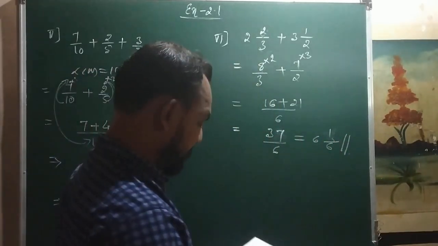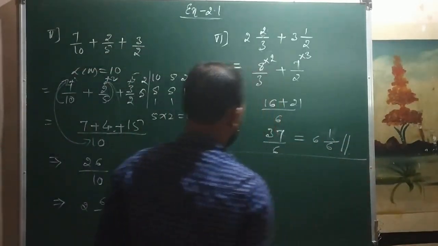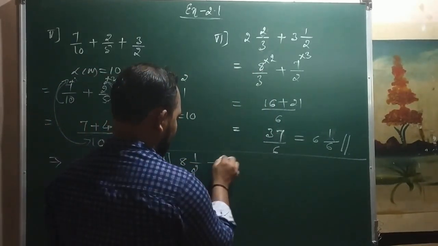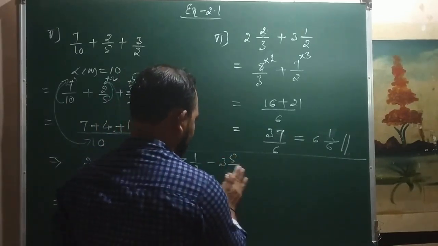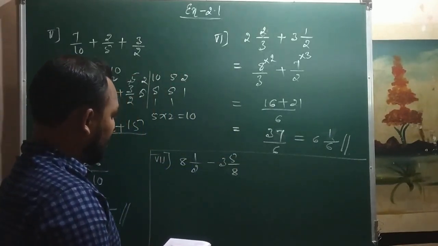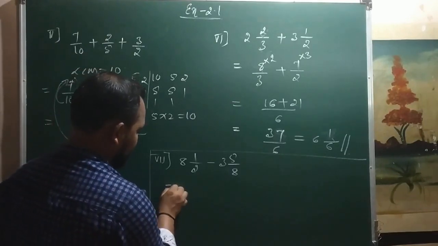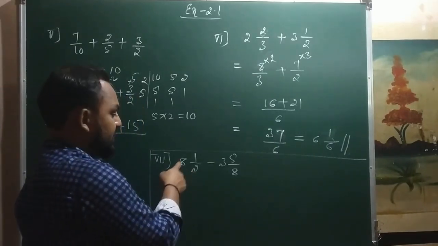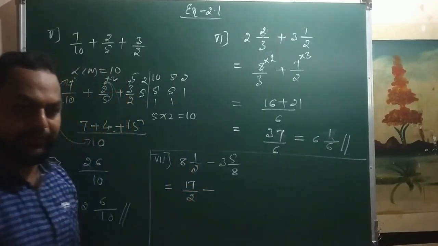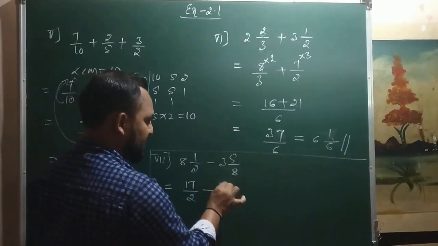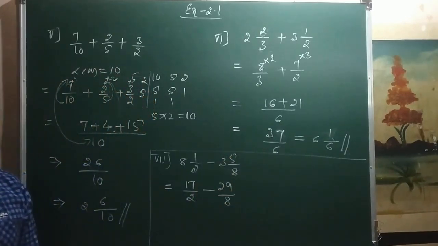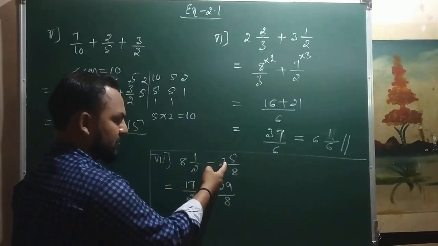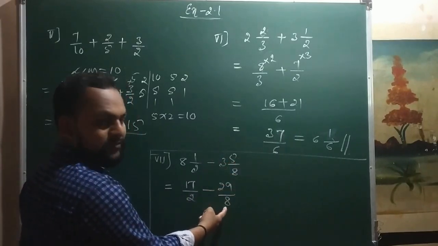Sorry, the next one, the seventh one: 8 integer 1 by 2 minus 3 integer 5 by 8. First convert into improper fractions. 2 8s are 16, 16 plus 1 is 17 by 2, minus 8 3s are 24, 24 plus 5 is 29 by 8.